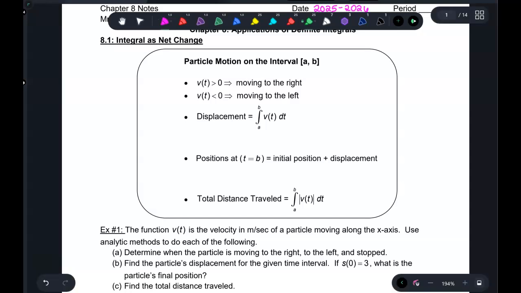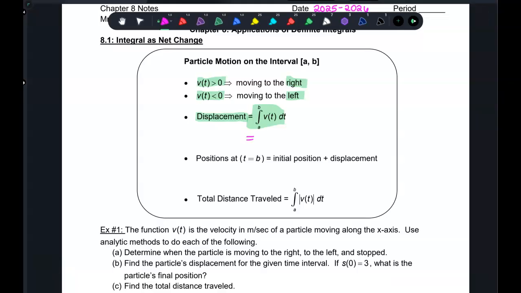Okay, particle motion. This is all review. Velocity greater than 0, moving to the right. Less than 0, moving left. Displacement, right? Displacement is the integral of velocity, right? Because what happens when we integrate velocity, we get the position function, evaluated from A to B. So we're going to have x of B minus x of A, right? Also, like our end position minus our initial position.